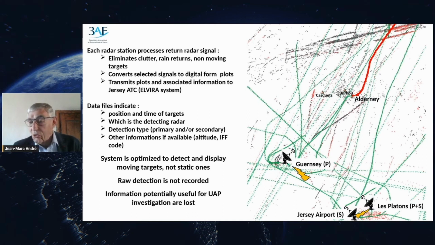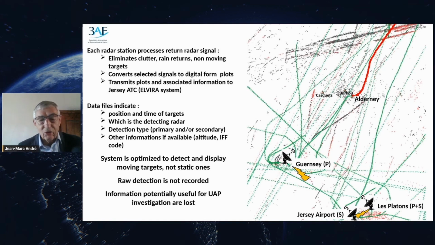On the Channel Islands, the detections of the 4 radars are transmitted to the Jersey Air Traffic Control Center. It's equipped with a special system, the Elvira system, which combines transmitted data, operates, and records them. So the air traffic controller can have a complete and clear picture of the air situation in the area. We must know, it's very important, that in data processing, everything is done to optimize the detection of flying objects. In return, it's important to know that part of the data which are potentially useful for the European investigation is not recorded and no longer available. We cannot dispose of them.